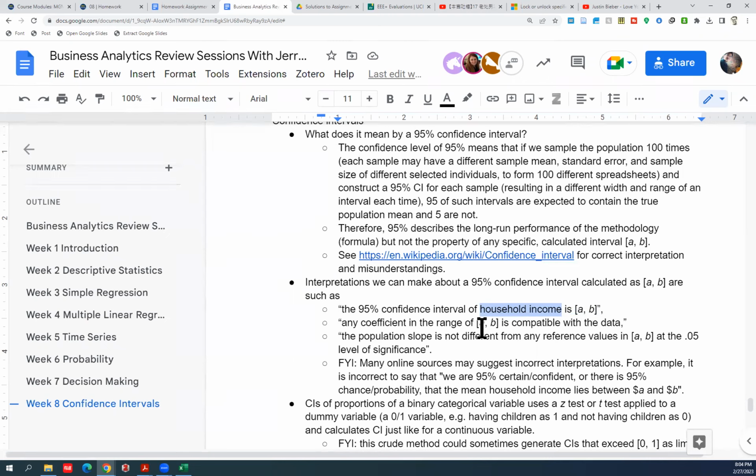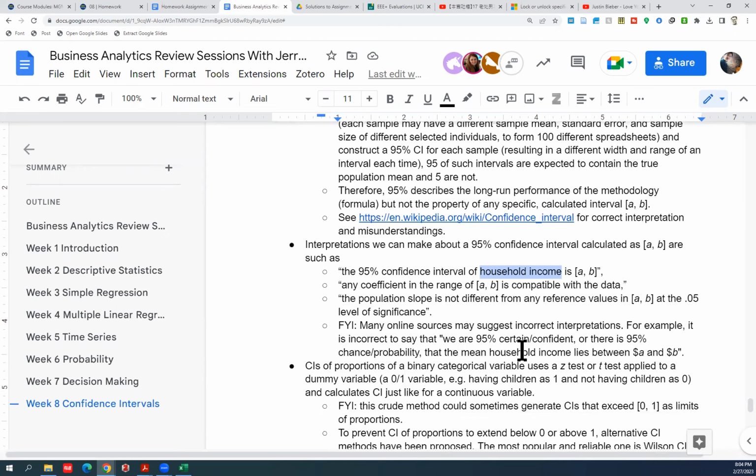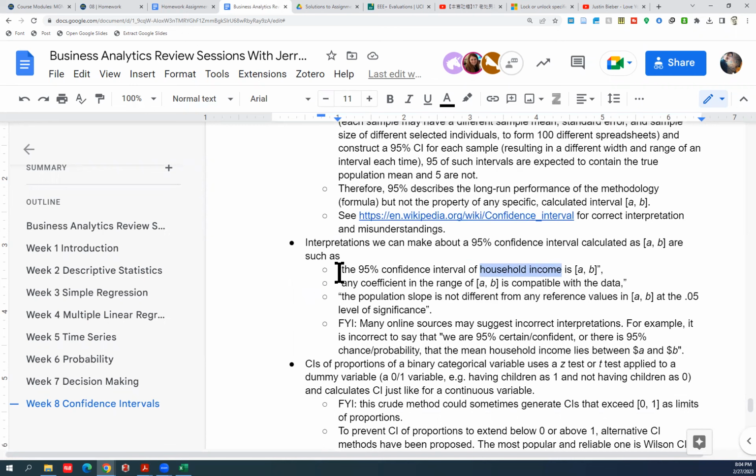Or we could also say that, this is about slopes, so we could save this example for the future when we calculate confidence intervals of regression slopes. But notice that none of these correct interpretations assign any probability interpretation to any specific calculated interval between A and B. So we would avoid assigning any probability to the interval. Did you get it? Any questions regarding how we interpret confidence intervals?